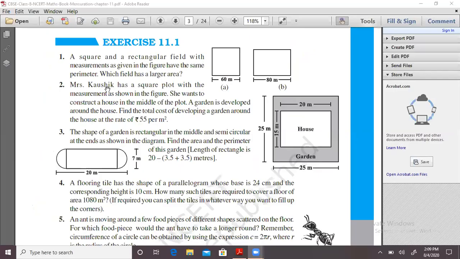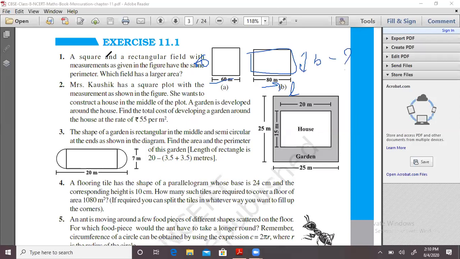So first question here is, a square and a rectangular field with measurements as given in the figure have the same perimeter. Which field has a larger area? Here you have given square and rectangle. You are to tell which has larger area. So here we have given the dimension. It's given square, so all the sides will be 60 here. It's given rectangle, so length is given here 80, but breadth is not given here.